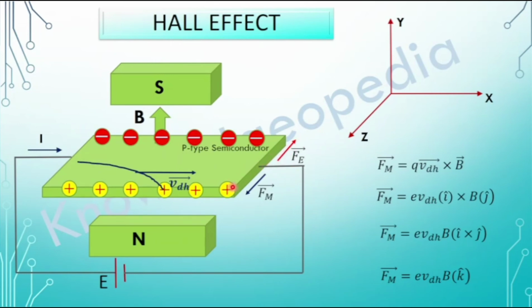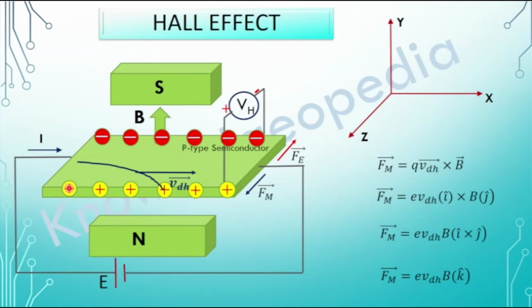Due to this force, these holes cannot move indefinitely. They have to come to an equilibrium, and at equilibrium, the magnitude of this Lorentz force should be equal to the magnitude of this force due to negative ions. Once the equilibrium is established, we have positive holes at the front face and negative ions at the back face. Under this condition, if we connect a voltmeter between the front face and the back face, it will give us some reading, and that voltage is known as Hall voltage and represented as VH.